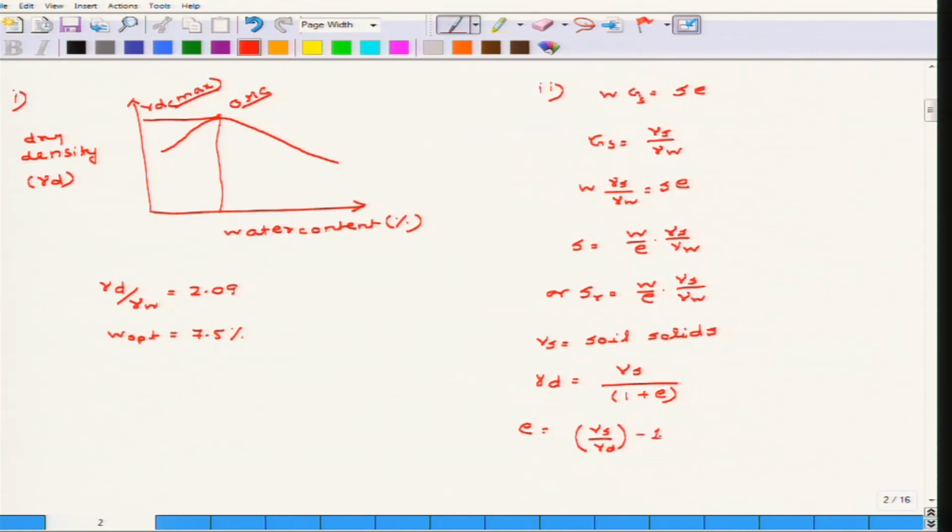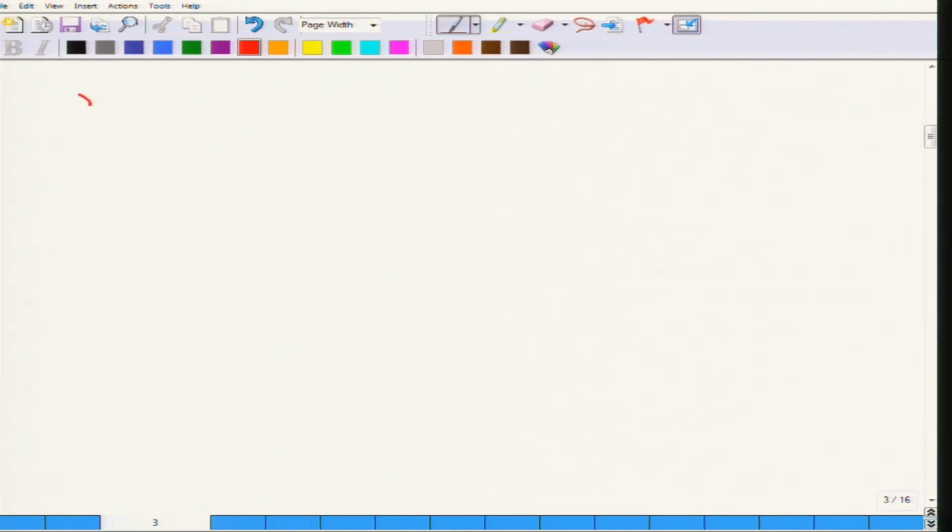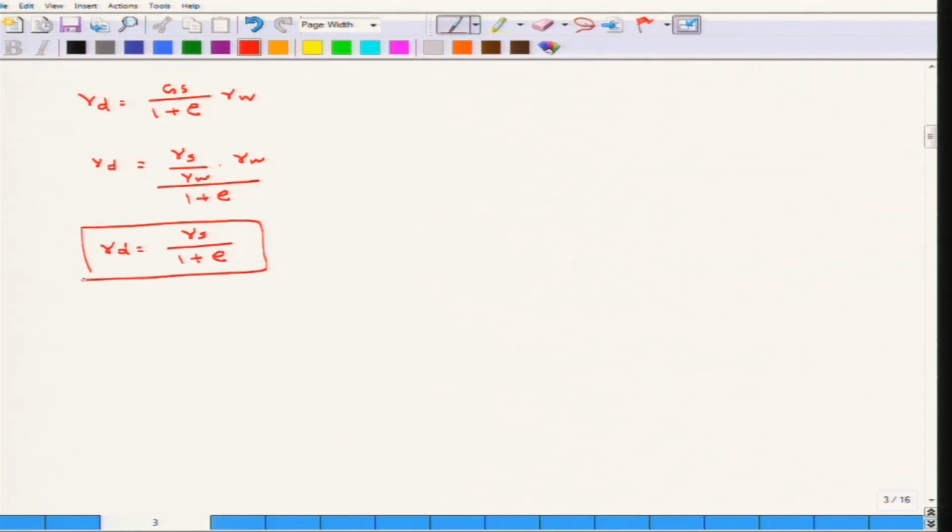Now how do we get this relation gamma D equal to gamma S by 1 plus E? This is from the general relation that gamma D is equal to G by 1 plus E into gamma W. So basically we write that gamma D is equal to gamma S by gamma W into gamma W by 1 plus E. So gamma D is equal to gamma S by 1 plus E. So from here we obtain that E is equal to gamma S by gamma D minus 1. So we can also write 1 by E is equal to gamma D by gamma S minus gamma D.